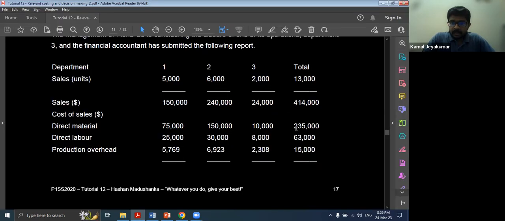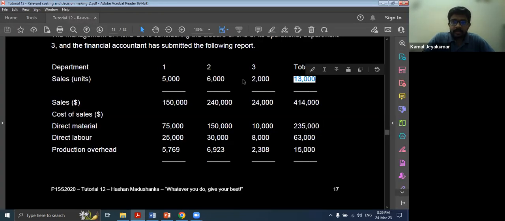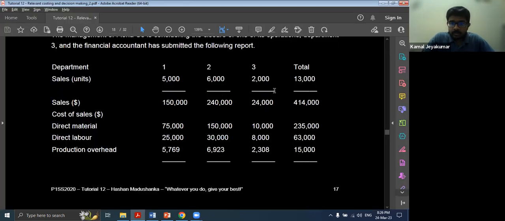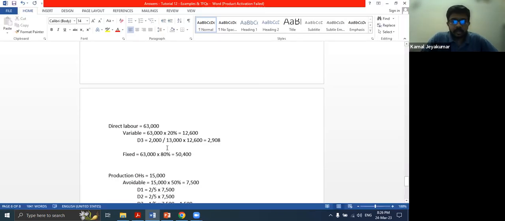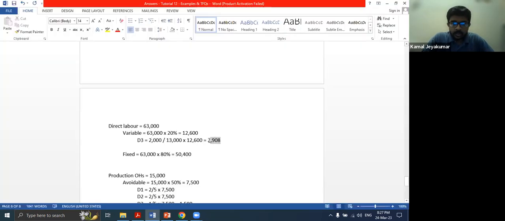You have direct labor is $63,000. Out of that, only 20% can be variable. That 20% is allocated. Your total number of units is 13,000. D3 sells 2,000, because department 3 sells only 2,000. So $12,600 divided by 13,000 times 2,000 will be 1,938. Sales unit is 2,000. Based on sales volume, they have allocated it. So this should be 1,938. The rest of it is fixed.